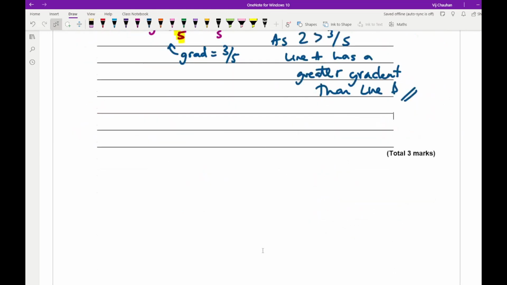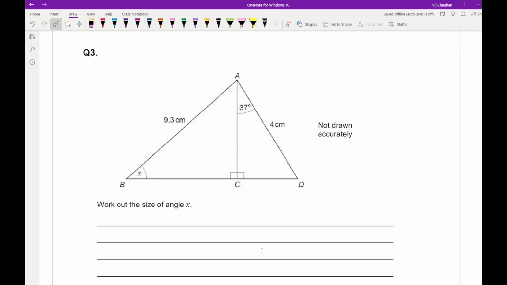Moving on to our third question. It says work out the size of angle x. Now this is basically a two-step trigonometry question because we've got right-angled triangles and we have got sides and angles. To work out x I need to know at least two sides. At the moment I only know one side, so the only side that's connecting the two triangles is this side here. So I need to find the length of that blue line.